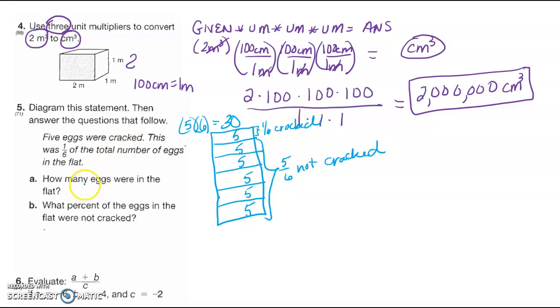And I know that this many were not cracked. Let's see what the problem is asking for. How many eggs were in the flat? So by knowing that 1/6 of the eggs is 5, I know that there are 30 total eggs. And what percent of the eggs were not cracked? So I know that 5/6 of the eggs were not cracked. So I'm trying to convert 5/6 to a percent. So what I can do is I can say, okay, 5/6 is equal to what percent? And then I can cross multiply.